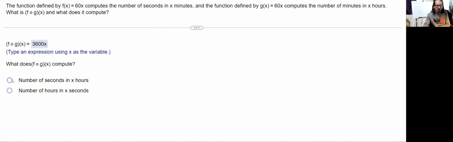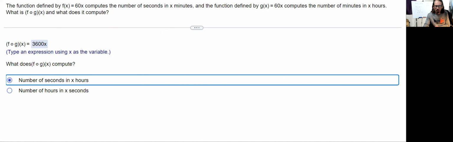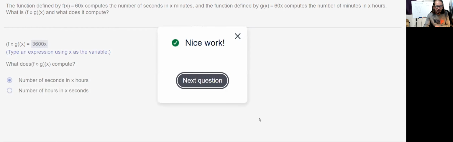So how many seconds in X hours? It only gives us one try on this, by the way. And they agree.